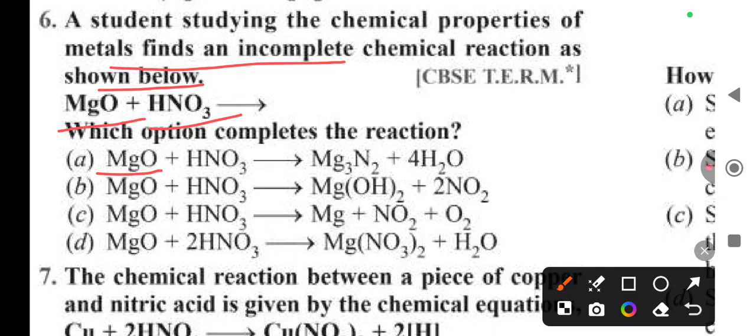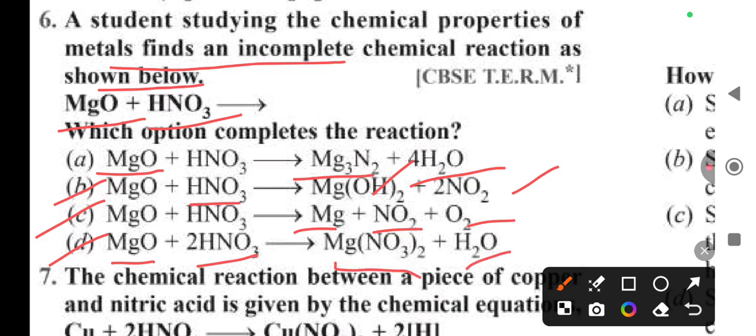When magnesium oxide reacts with nitric acid, it can be Mg3N2. Is it possible or not? And side product it is water. In option B it is given MgO when reacts with nitric acid, it will give magnesium hydroxide, then nitrogen dioxide. In option C, magnesium oxide when reacts with nitric acid, it will give magnesium and nitrogen dioxide and oxygen. But in option D, what is given here, magnesium oxide when reacts with nitric acid, it will give magnesium nitrate and water. So what will be the correct answer?